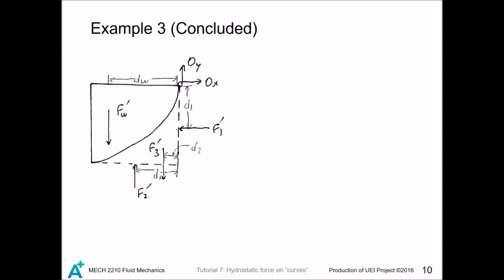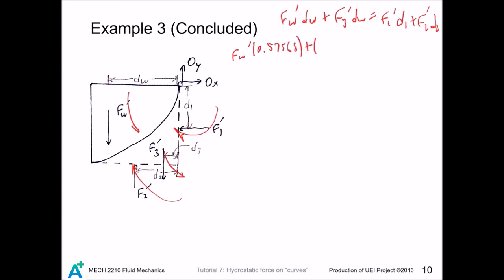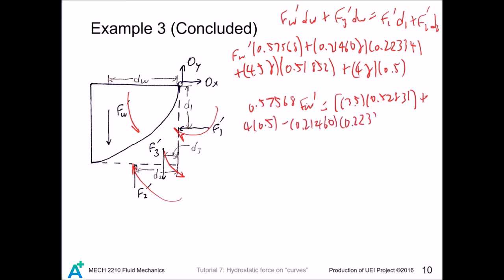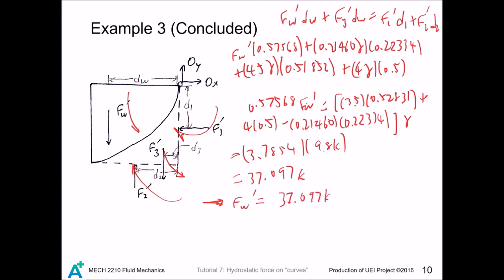So now we do a moment balance. This one goes clockwise, this one clockwise, and these two anticlockwise. So we have F_W D_W. And we substitute in the values. And we move all the numbers to the right hand side, that gives 6. And finally, if we solve for F_W, we have that, and we are done with this question.